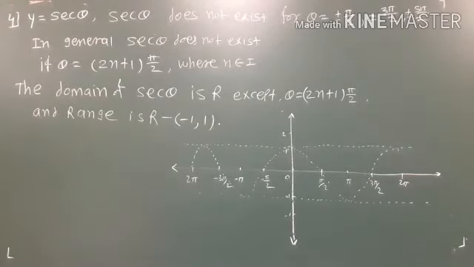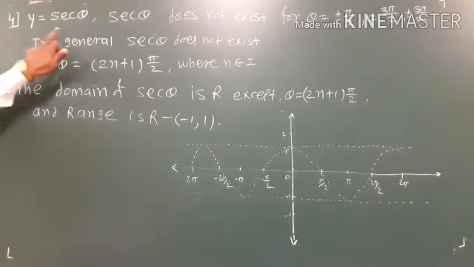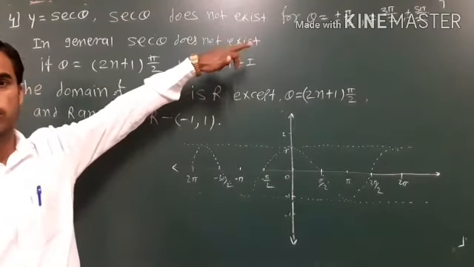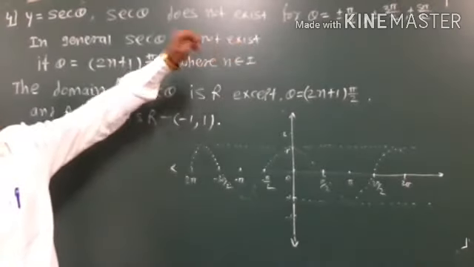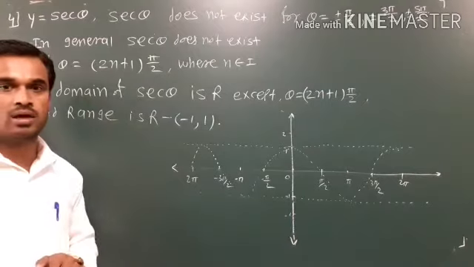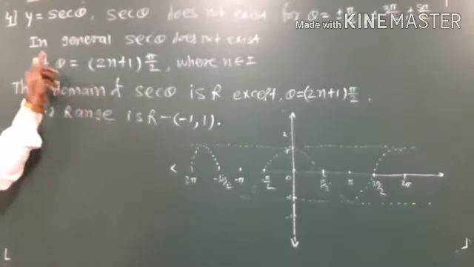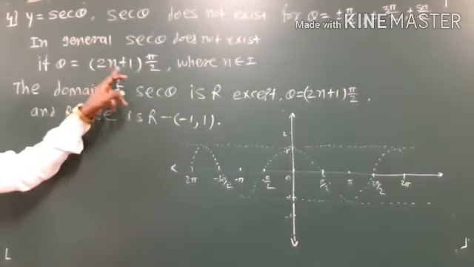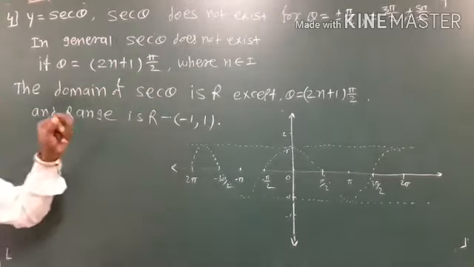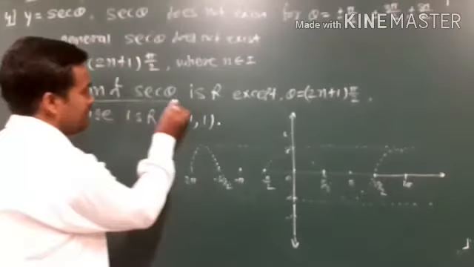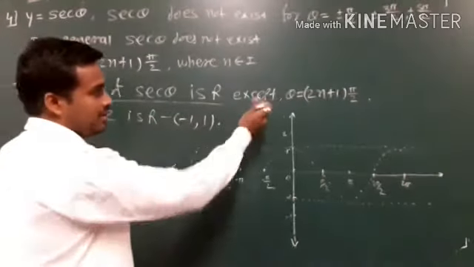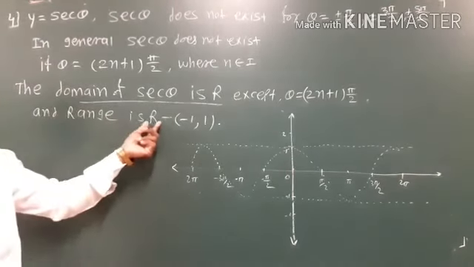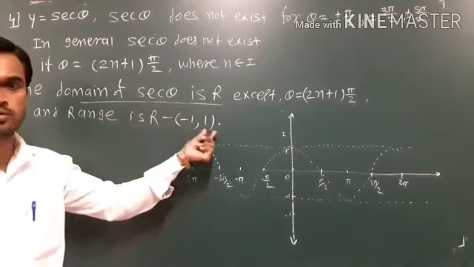next, number 4, y equal to sec theta. Sec theta does not exist for theta equal to plus or minus pi by 2, plus or minus 3 pi by 2, plus or minus 5 pi by 2. Okay, in general sec theta does not exist if theta equals (2n plus 1) pi by 2 where n belongs to I. The domain of sec theta is R except theta equal to (2n plus 1) pi by 2, and the range is R minus (-1, 1).